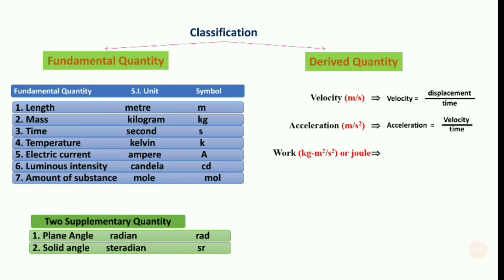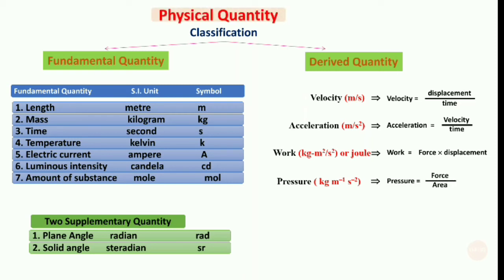Next one, work. Work is measured in joule as well as kilogram meter square per second square, and the formula is force into displacement. Pressure, kilogram per meter per second square, and the formula is pressure equals force upon area. So if I look at the derived quantities, they have some formulas, and in formulas there are two things, like for velocity there is displacement and time.